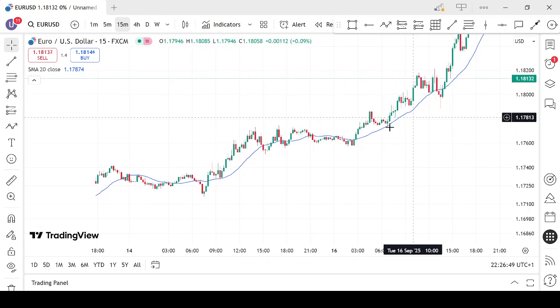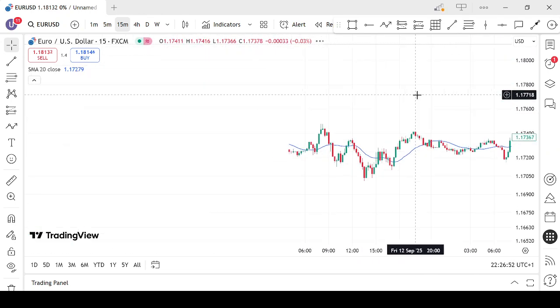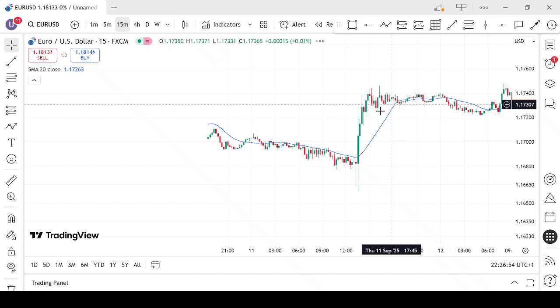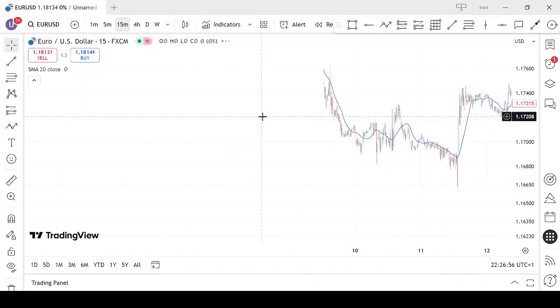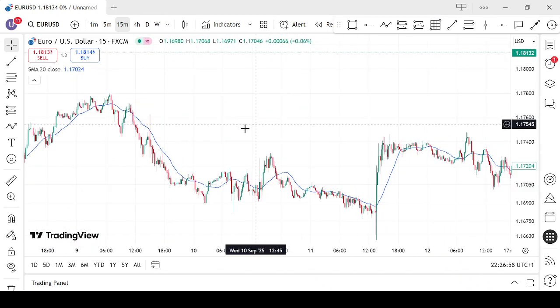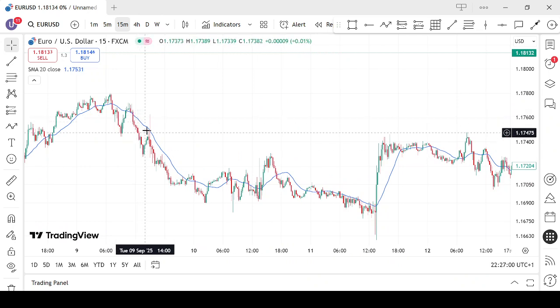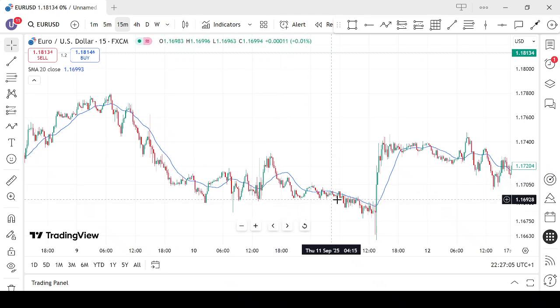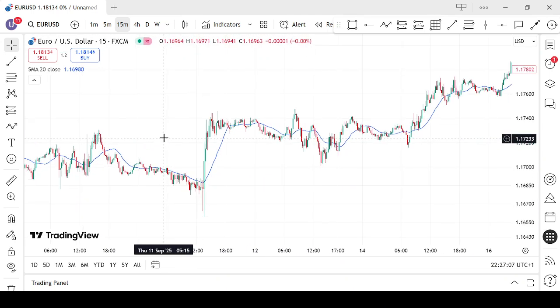Now when price is below the moving average, it means that you should be looking for only selling opportunities in the market. In this area of the market, you can see price was trading below the moving average. We should be looking for only selling opportunities at this area.